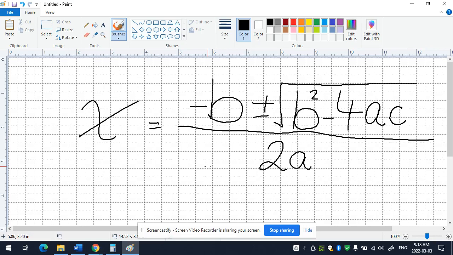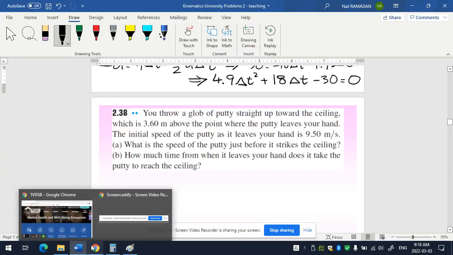Okay, let's just get one problem done for the rest of the period. Question 2. Come on, everyone. Forget about what we just finished. Let's focus on this. You throw a globe of putty, which is basically just a little piece of, like a ball, straight up towards the ceiling, which is what?